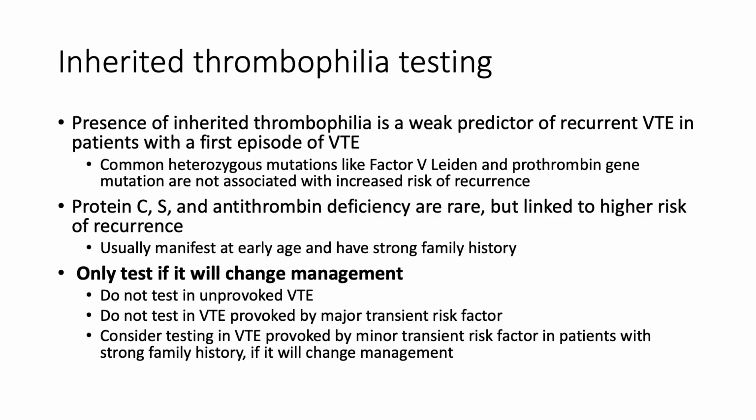So you should really only test people for thrombophilias if it's going to change management. So if they had an unprovoked clot, it doesn't really matter if they have a thrombophilia or not, so I wouldn't test those people. If it was provoked by a major transient risk factor like a surgery, they still have a pretty low risk of recurrence, so I wouldn't test in those people. I think in patients who had a PE provoked by a minor transient risk factor and they have a strong family history, you might consider testing for inherited thrombophilias if you think it will change management.